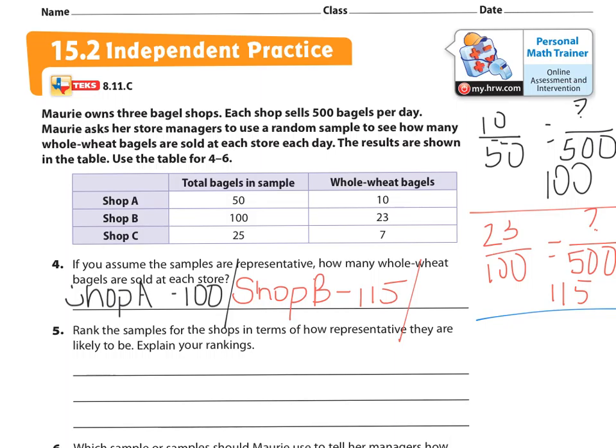One more, shop C. And in shop C, they only took a sample of 25 bagels, and 7 of those that were sold were whole wheat. So our proportion would be 7 over 25 equals the unknown amount over 500. And so to solve that proportion, we would do 500 times 7 divided by 25. We get 140. So at shop C, we would expect it to be 140.